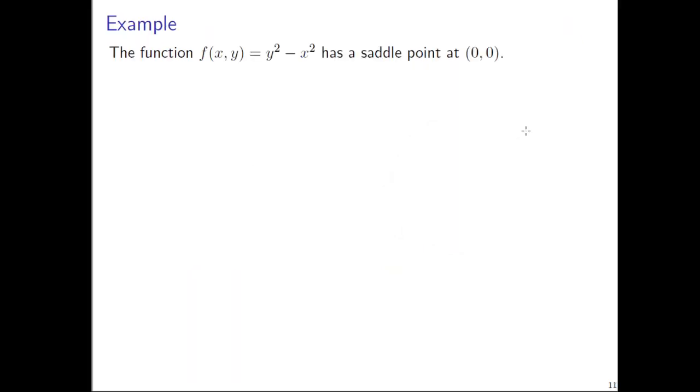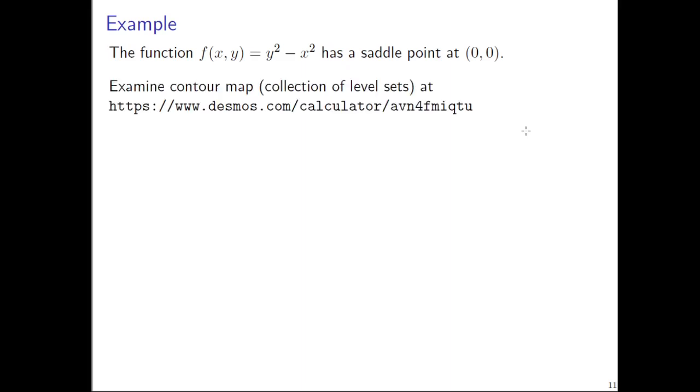Okay, so let's take a look at an example. The function f of x comma y equals y squared minus x squared happens to have a saddle point at the origin, at 0, 0. Let's take a look at the contour map. Remember that the contour map is just a bunch of level sets, and I have the computer drawing this for us.